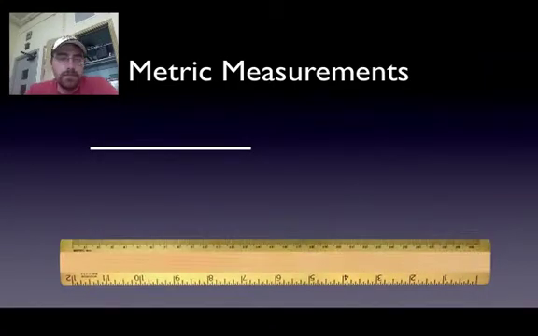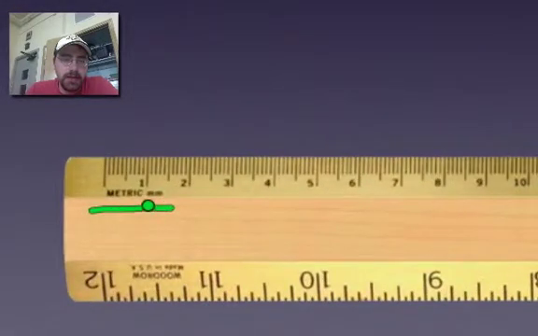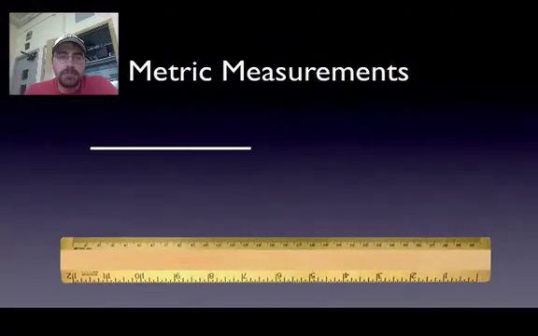So there it's flipped. Now you can see that the metric side is up. See how it says metric right here, and next to it, it says millimeter. Each one of these teeny tiny lines is 1 millimeter. Today we're just going to review how to set it up and line it up. Once we've got the metric side up, we're going to line it up with the line.